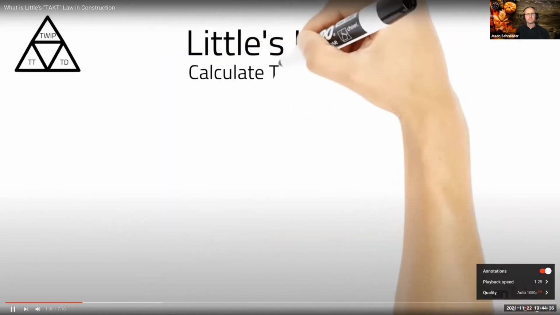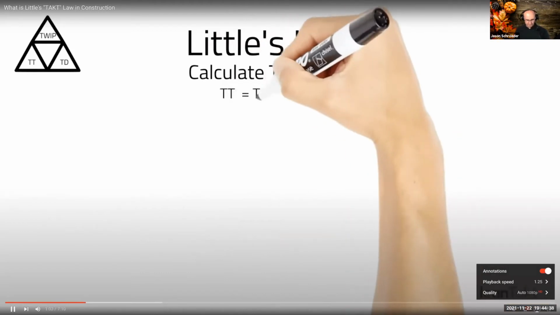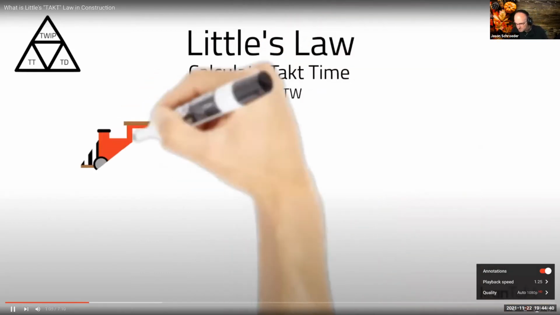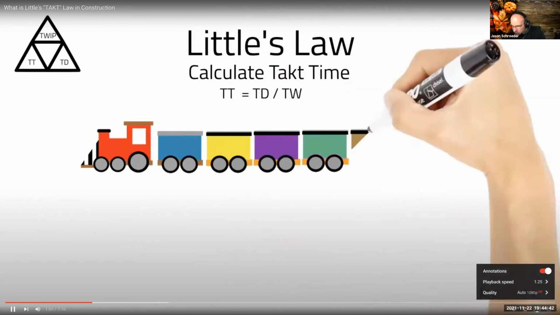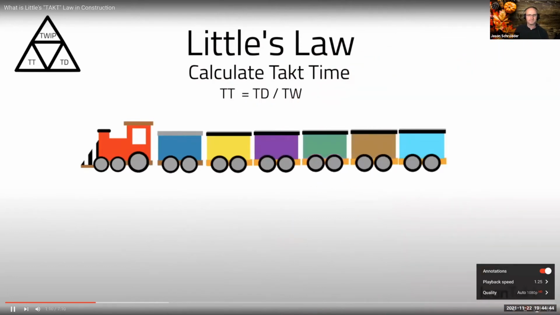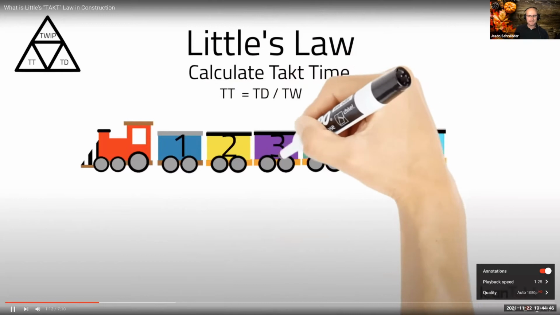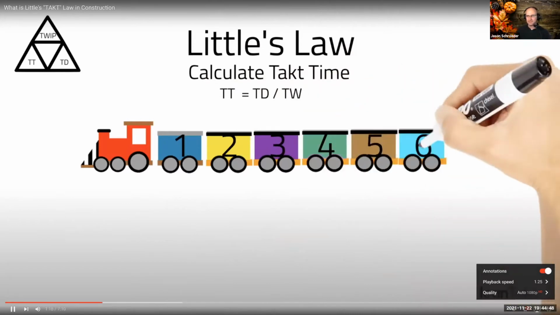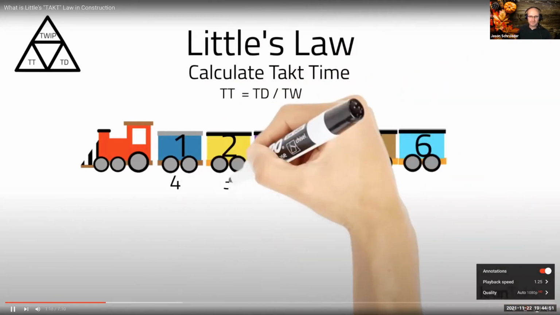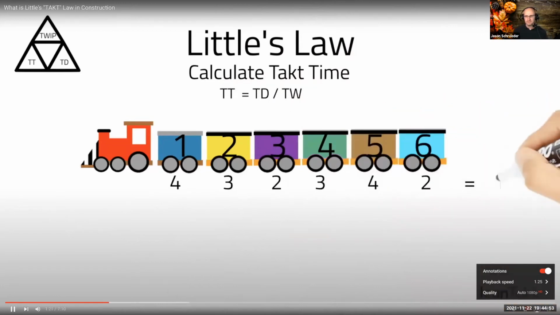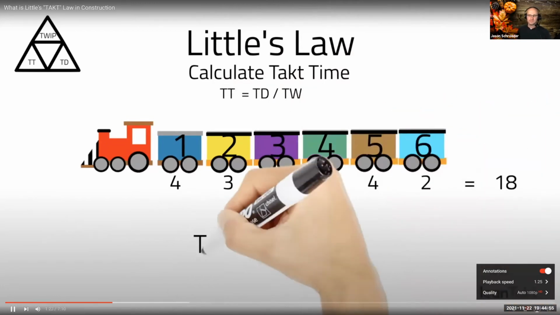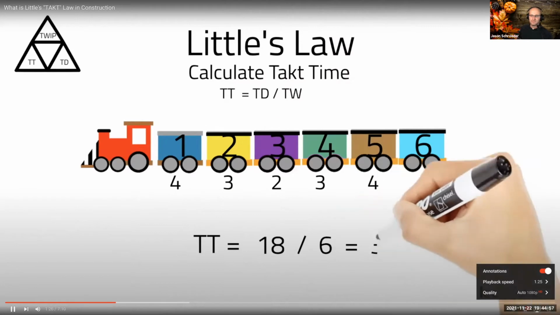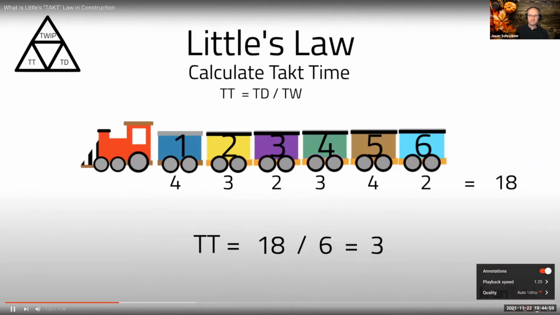Let's now use Little's Law to calculate the Takt time. For a single Takt phase, you need to know the number of Takt wagons. Here we have 6. Let's say that we know the duration of each of these from a pull plan or collaboration meeting, and that each of these Takt wagons or grouping of work packages add up to a total of 18 days. With that simple information, we can take the duration and divide it by the number of wagons. It gives you your Takt time.